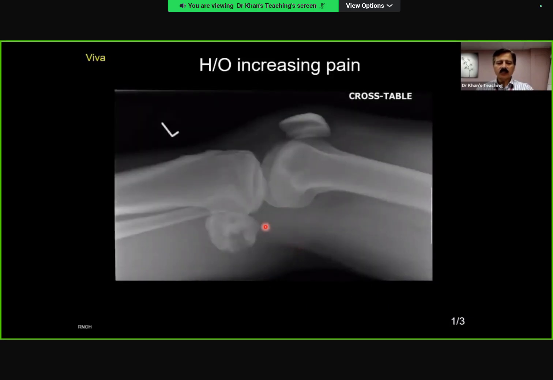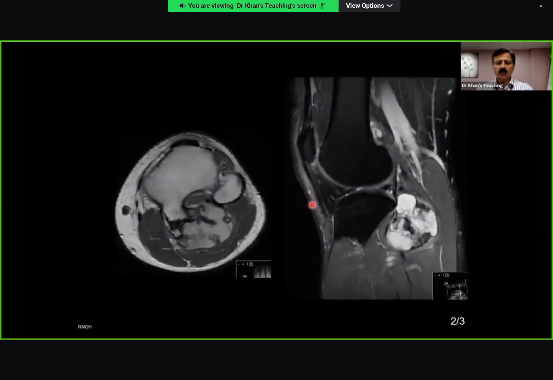So another case where we have got an osteochondroma and had increasing pain. So we have done this MR. Over to you. What do you think?